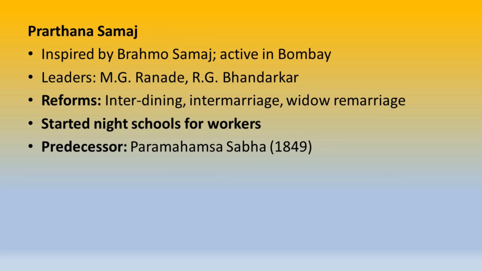Prarthana Samaj. Moving westward to Bombay, we find the Prarthana Samaj inspired by the Brahmo movement. This movement emphasized social reforms such as interdining, intercaste marriage, and widow remarriage. Its key leaders included M.G. Ranade and R.G. Bhandarkar. It also took practical steps like opening night schools for workers. Interestingly, its immediate predecessor was Paramahamsa Sabha, a secret society formed in 1849 for spiritual and social discourse.